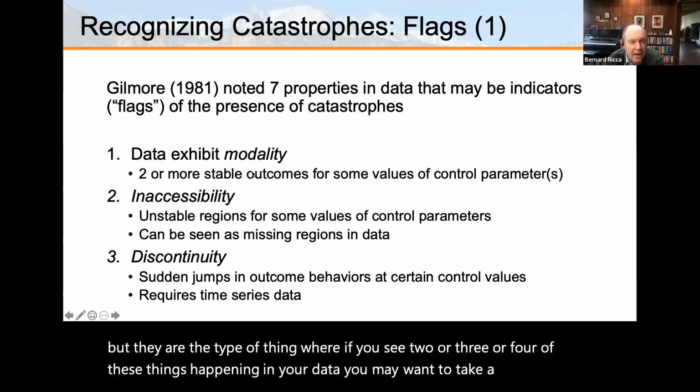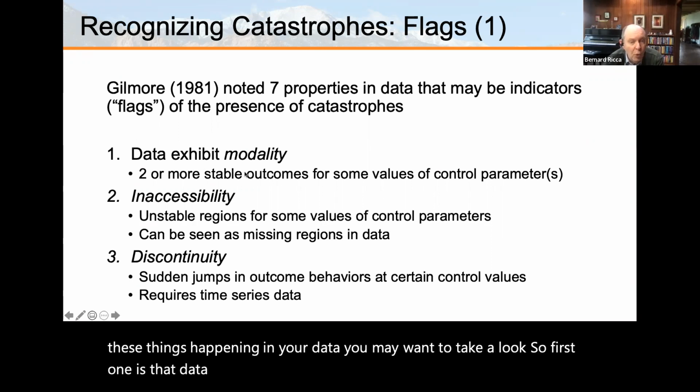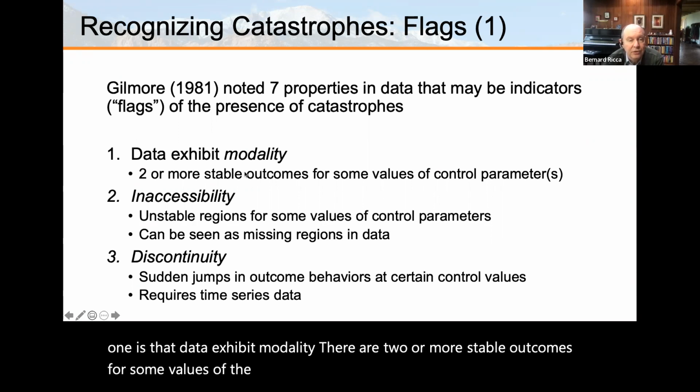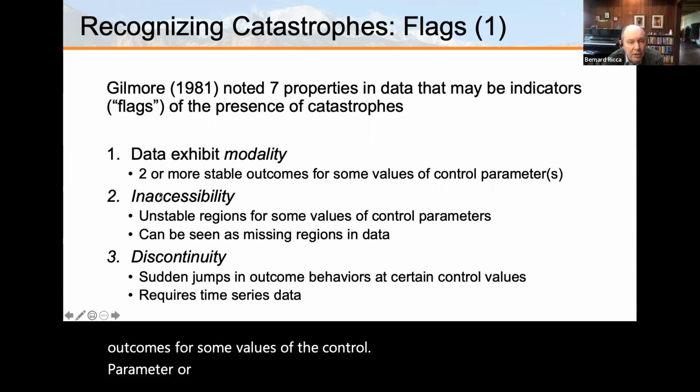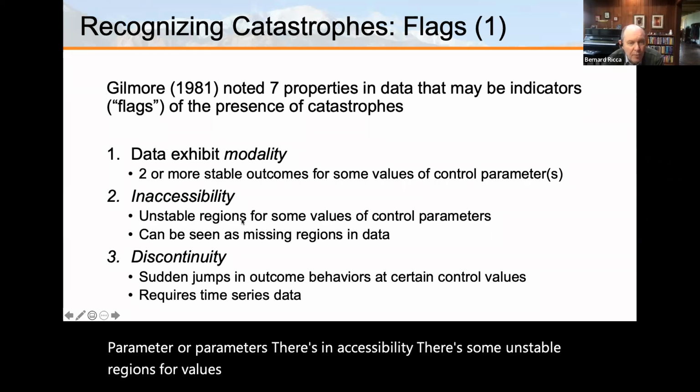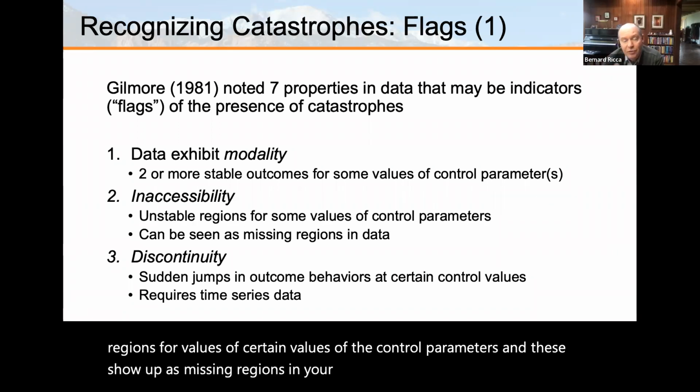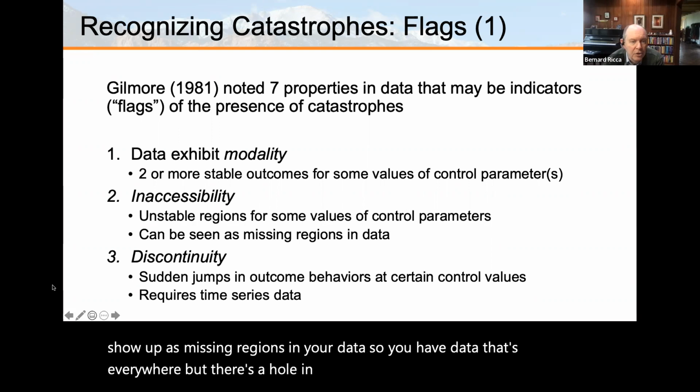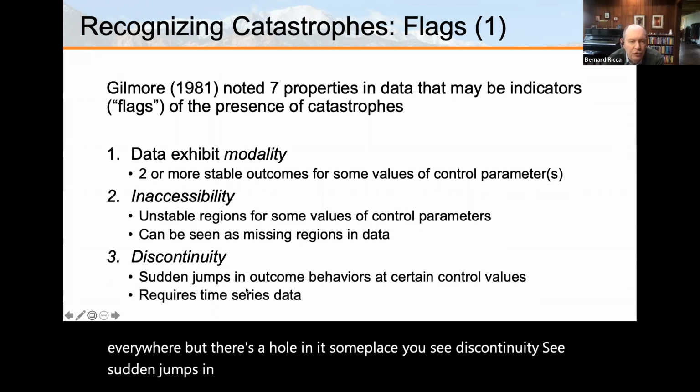So first one is that data exhibit modality. There are 2 or more stable outcomes for some values of the control parameter or parameters. Then there's inaccessibility. There are some unstable regions for certain values of the control parameters, and these show up as missing regions in your data. So you have data that's everywhere, but there's a hole in it someplace. You see discontinuity. You see sudden jumps in outcome behaviors at certain control values.